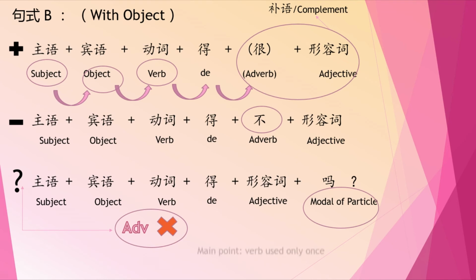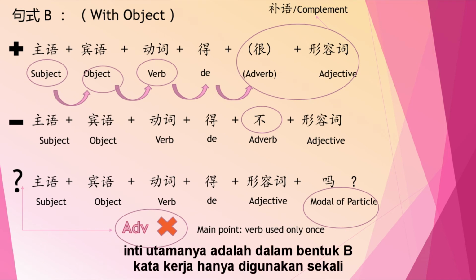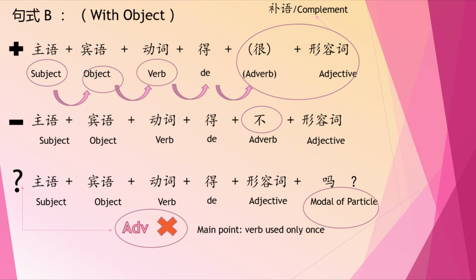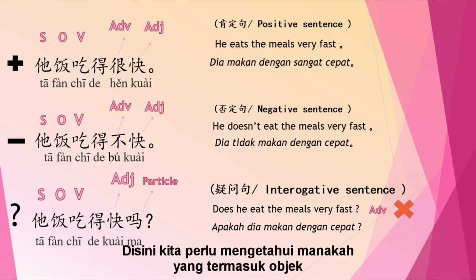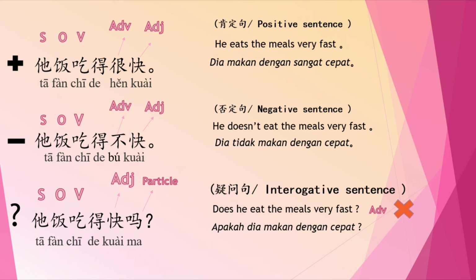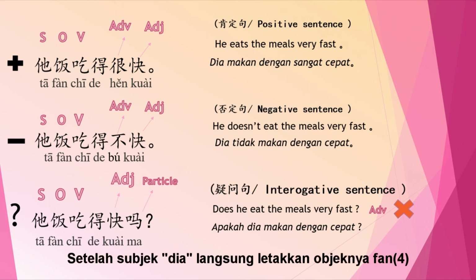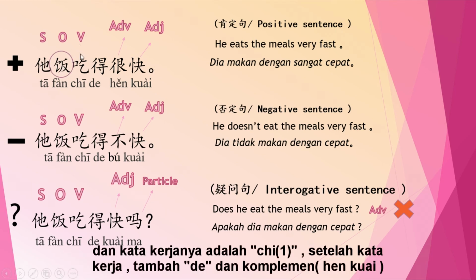So here are some examples. Before you go to the examples, I forgot to tell you that the main point of pattern B is that the verb is only used once. Then we go to the example. He eats meals very fast. So we just need to know what the object is. After the subject, 他, go directly to the object, which is 饭, and then after the object you add the verb, which is 吃. After the verb, add the 的 and the complement, which is 很快.